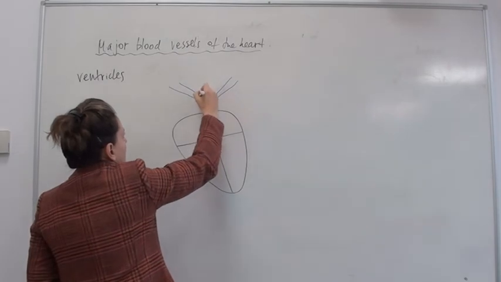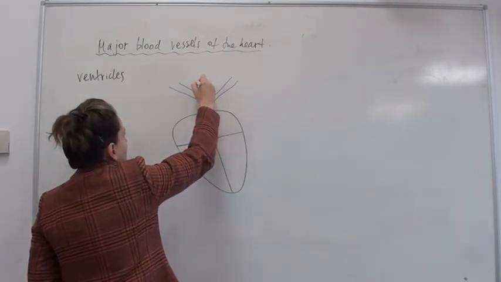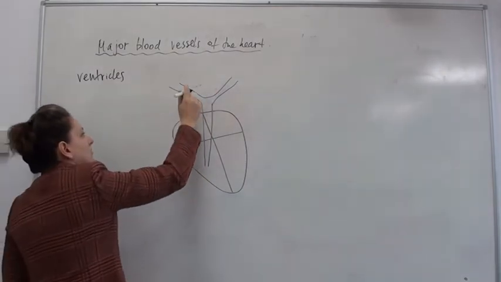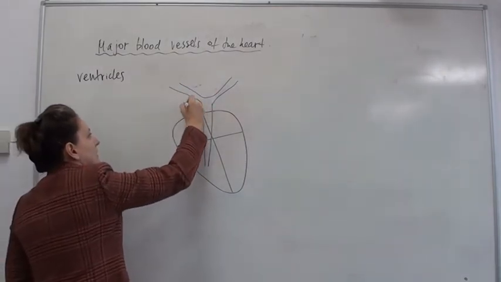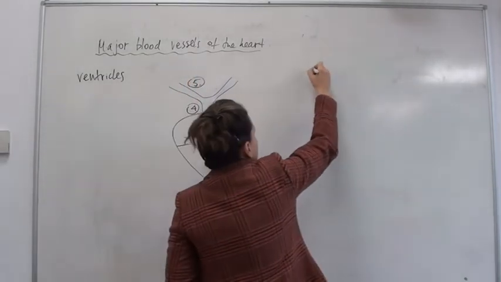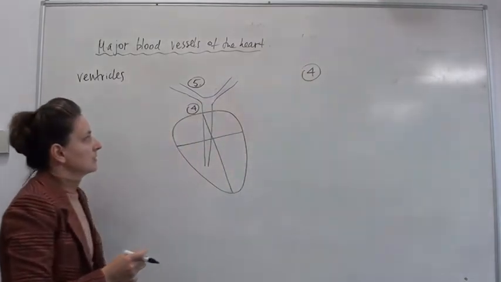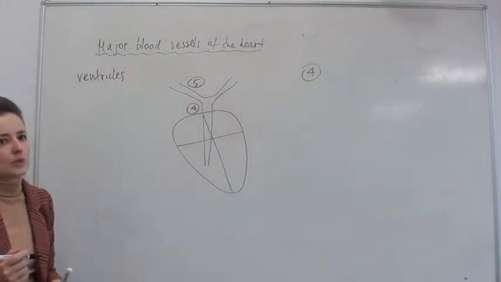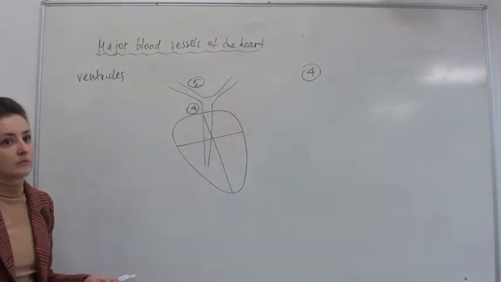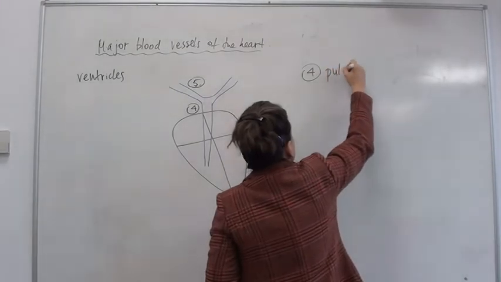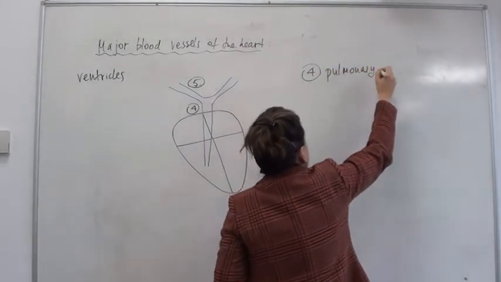I'll call it 4. Let me just think how to name it. I'll call it like this, 4 and 5. I'll do it that way. So 4 is known as, again, what do you think the term is going to be since we're going towards the lungs? Pulmonary again. So it's pulmonary trunk.